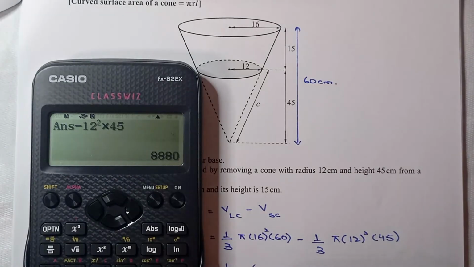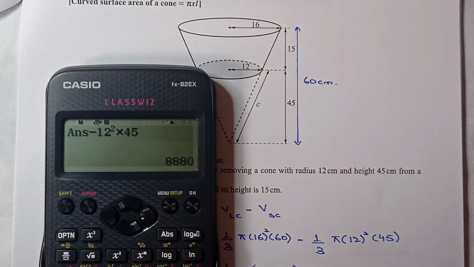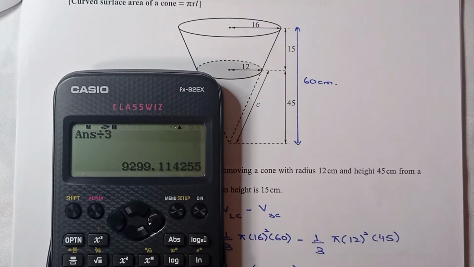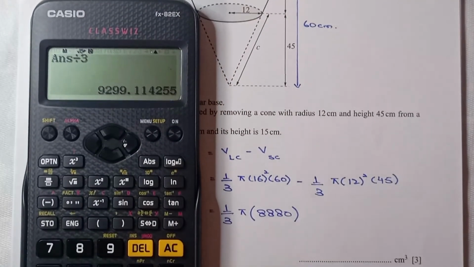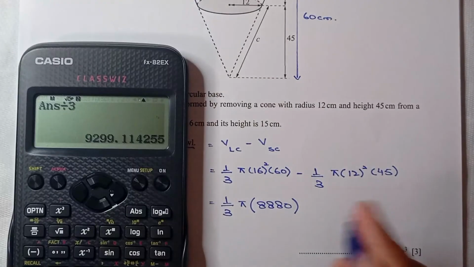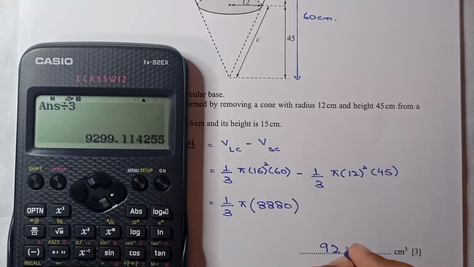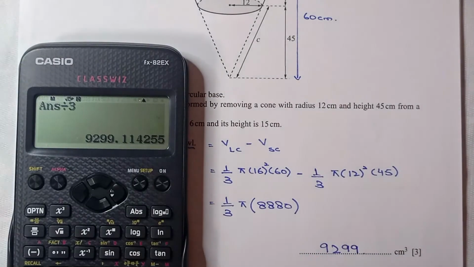This would be 8880. Okay, so we need to multiply it with pi and divide it by 3. So this would be 9299.11 centimeter cube. So this would be the volume of the bowl, 9299 centimeter cube.